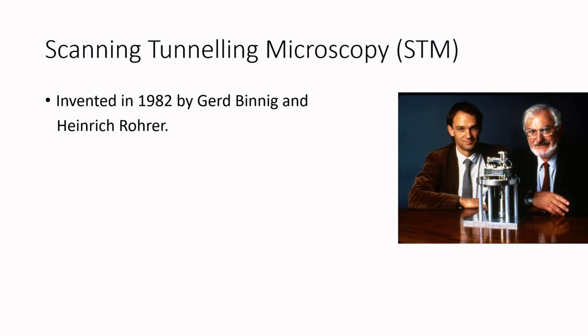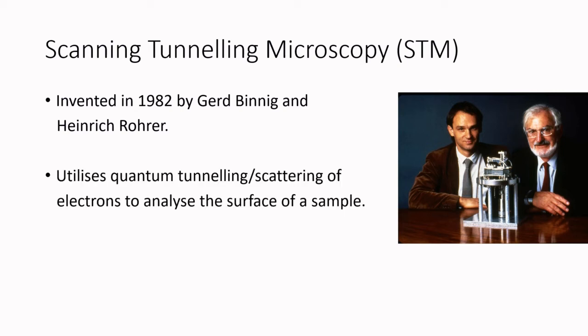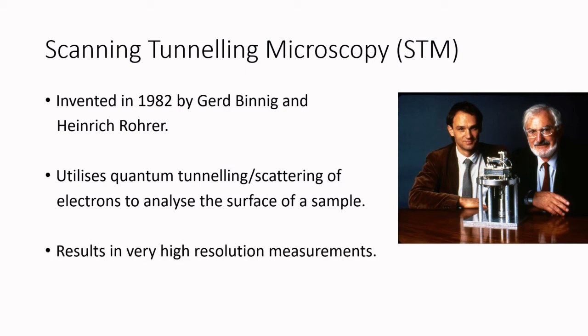STM allows us to view the surface of a conducting sample in great detail, making use of the quantum tunneling and scattering of electrons. This means that it is not possible to explain how the technique works in a classical sense. The result of analysing a surface using STM is a very high-resolution image, where individual atoms are identifiable and any impurities are clearly visible. This makes it of great importance when trying to predict the surface properties of a new material or when attempting to make an atomically pure or flat sample.